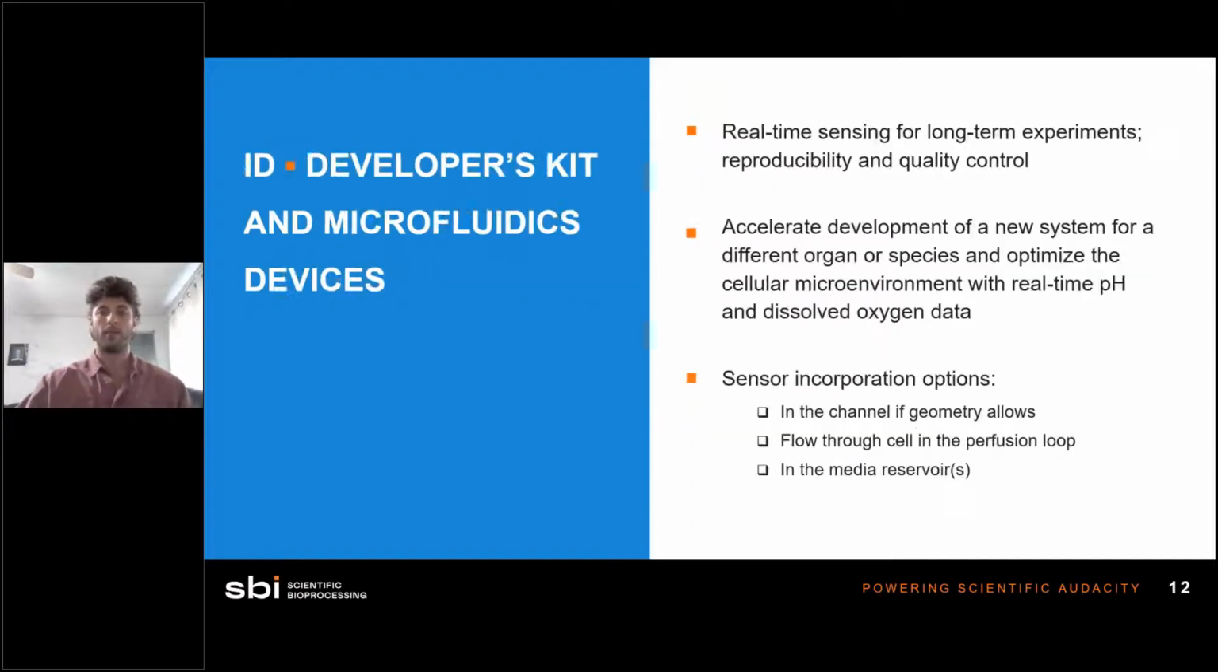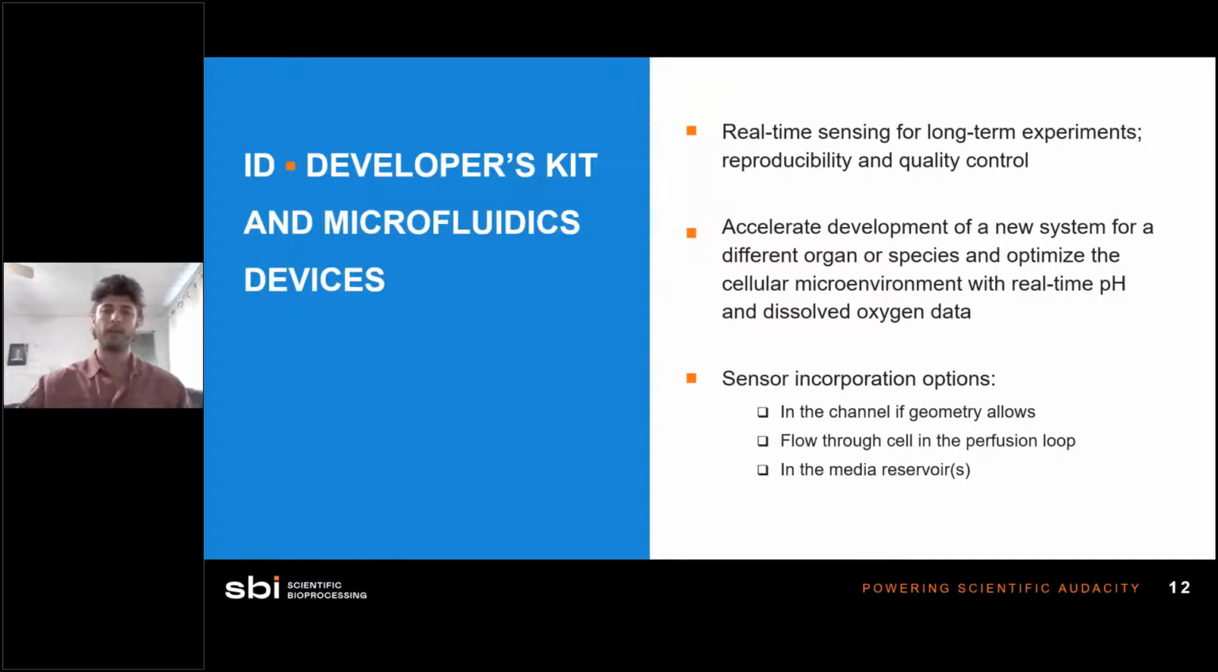And our sensors can fit into these devices in a few different ways. We've identified 3 main ways, and I'll just run through those really quickly. First, in the channels of the actual organ on a chip device itself. The sensors are down to 3 millimeters, and oftentimes the channels or the reservoirs in organ on a chip devices are between 3 and 5 millimeters in diameter, so the sensors fit really well in there.